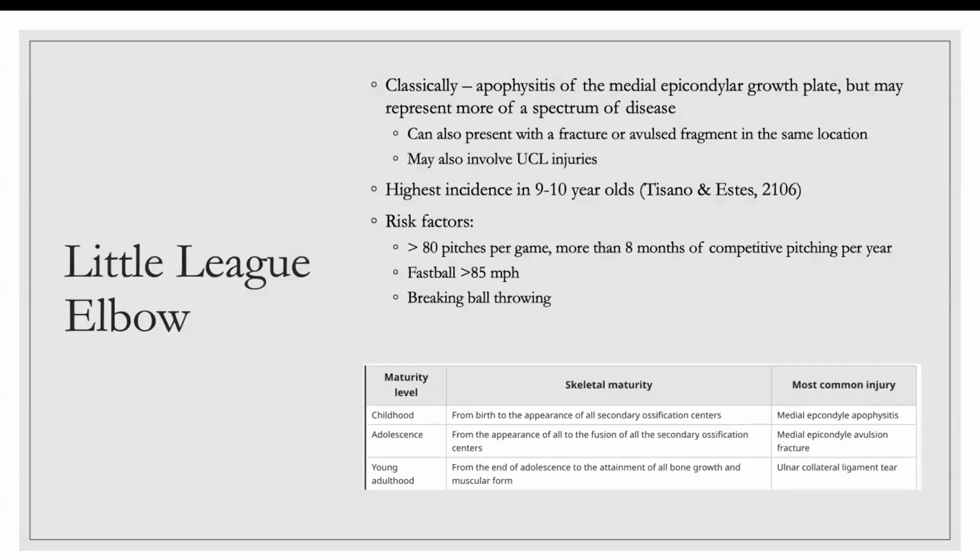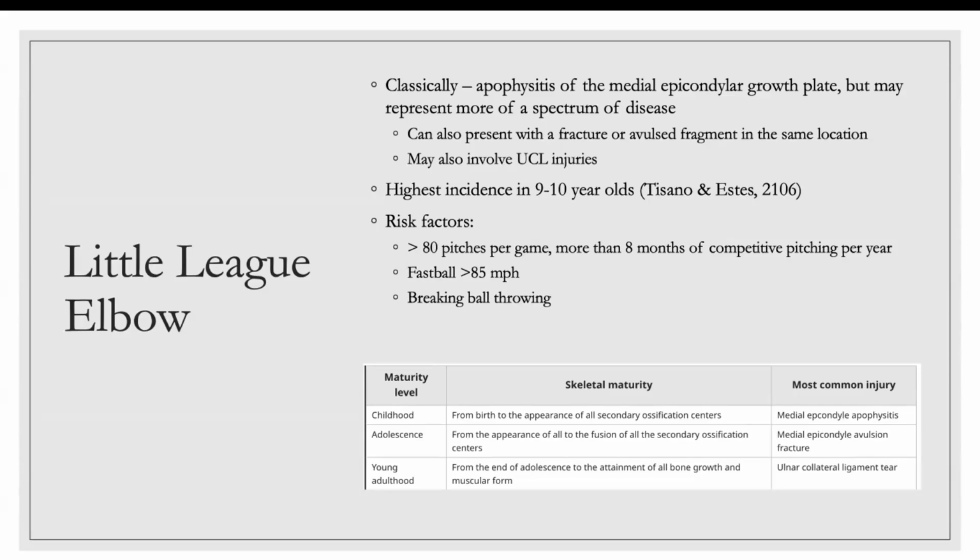Moving on down the upper extremity, we're going to go to little league elbow next. This is classically the apophysitis of the medial epicondylar growth plate, but it can have a wider spectrum of disease, as we're realizing now. So we also have to consider avulsion fractures at the epicondyle and also UCL injuries. The highest incidence occurs in 9 to 10 year olds, and it has a lot of similar risk factors to little leaguer's shoulder.